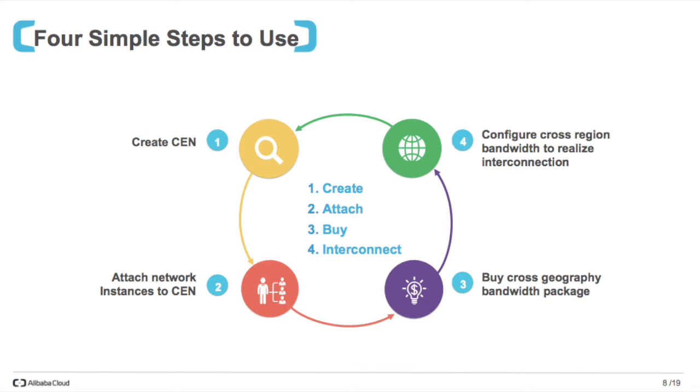Then, attach the corresponding network instances, which need to communicate with each other, into CEN. The third step is to buy a geography bandwidth package. And the last step is to allocate the bandwidth to the intercommunicating regions to realize network instances intercommunication. As we can see, normally there are 4 steps to realize the intercommunication between 2 network instances.